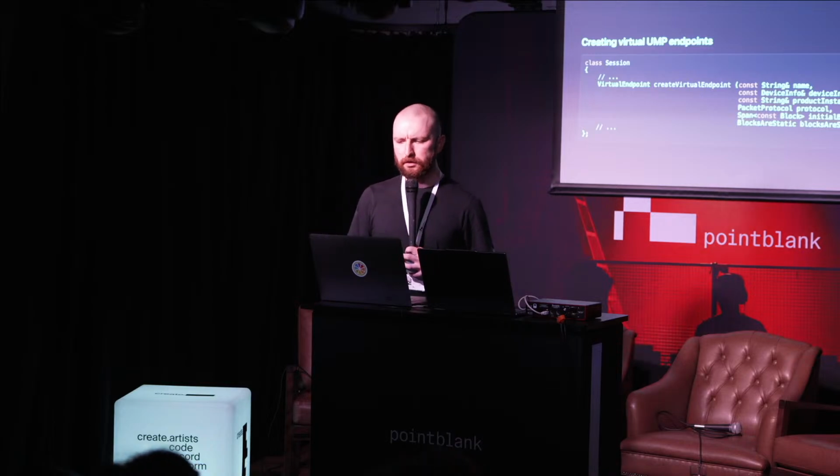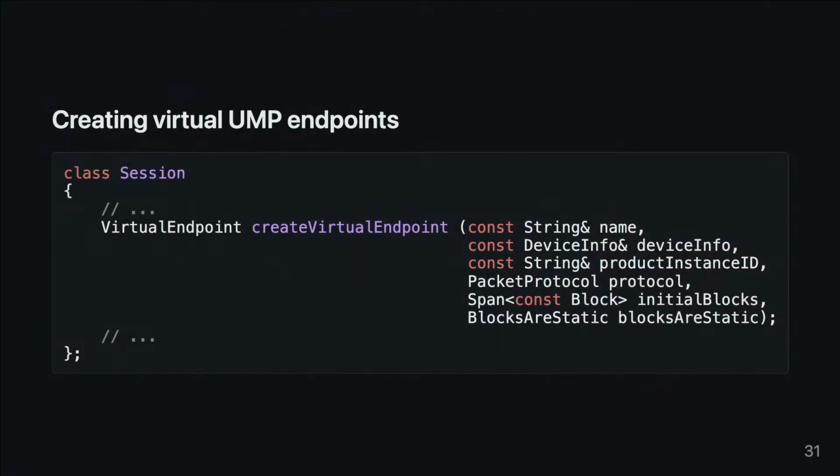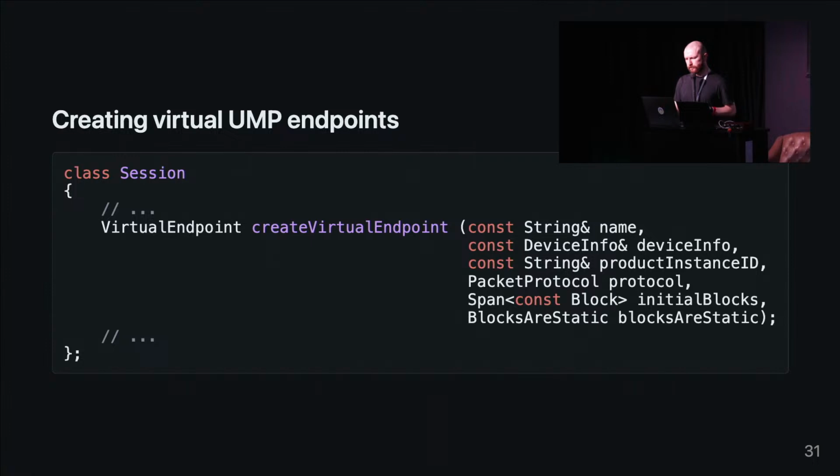So to create a virtual endpoint, we're just going to call this function, again on session. There's quite a few arguments here. Hopefully they're all fairly self-explanatory. In particular, we can request an initial protocol, which is going to be the protocol that the device starts out with. And we can also set a function block topology. That's the initial blocks argument.